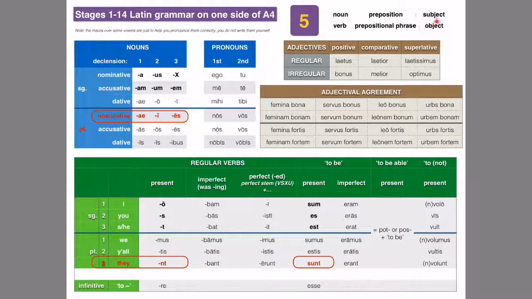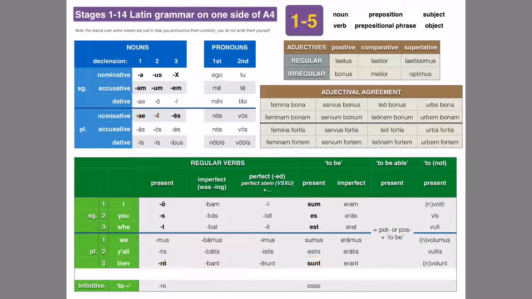So we've got the technical terms up there. We've got the beginning of the noun endings there. We've got the person endings here, and the same for the verb to be there. That's ones you all already ought to know. And then the red stuff is bringing in stage 5.